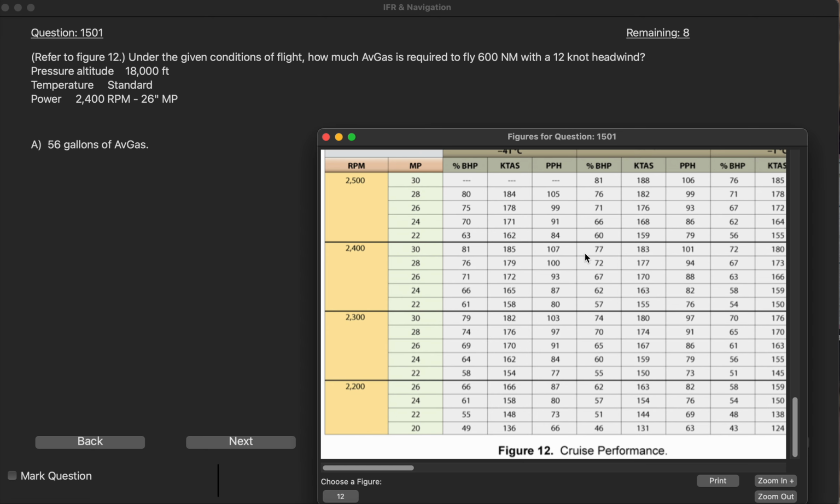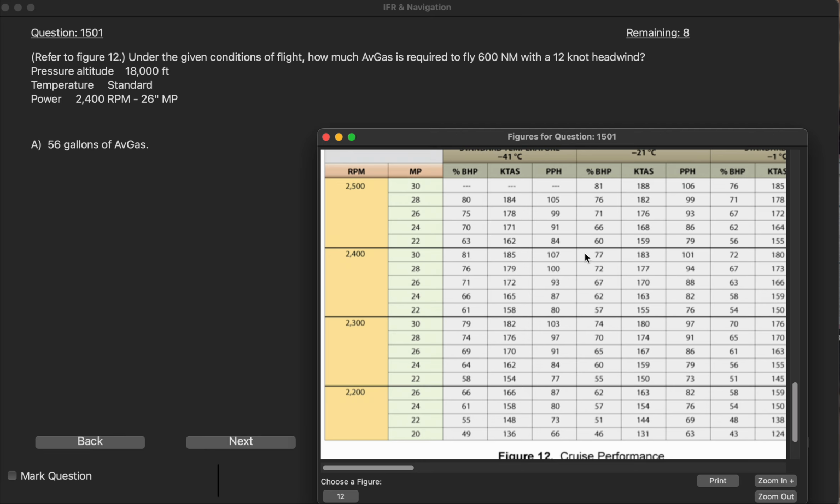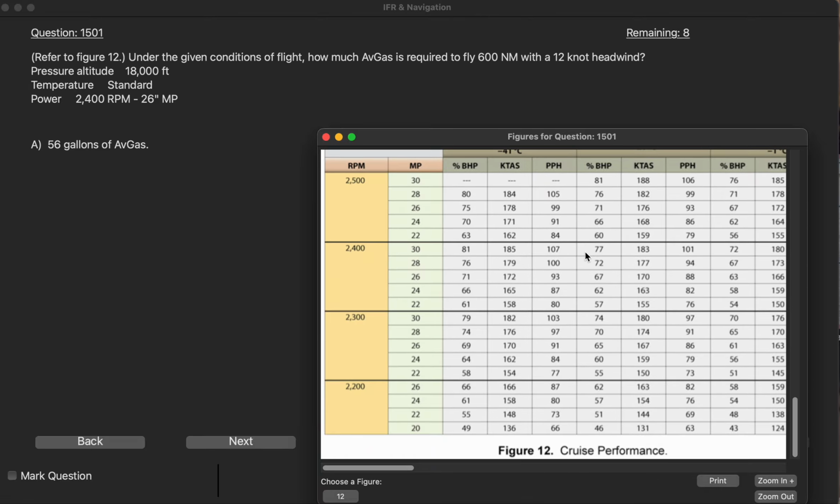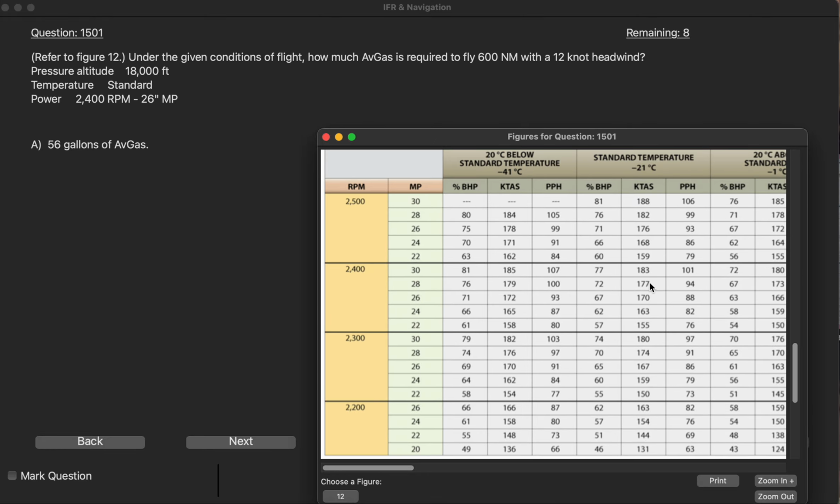Refer to Figure 12. Under the given conditions, how much avgas is required to fly 600 nautical miles with a 12-knot headwind, pressure altitude 18,000, temperature standard, power 2,400 RPM? So here's our 2,400 RPM, and standard temperatures in the middle. What was it?